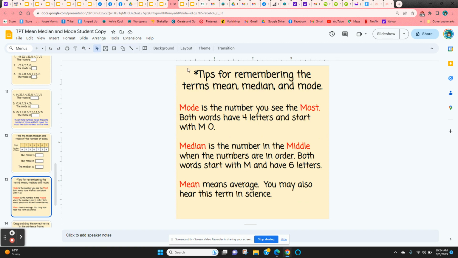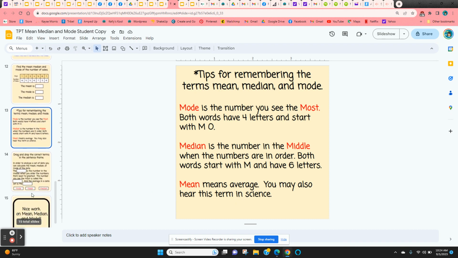Slide 13 gives them some tips for remembering the definition of the 3 words. So mode and most, they both are 4-letter words that start with MO. Median and middle are both 6-letter words that start with M. And then mean means average, so they may also see the term mean in their science classes.